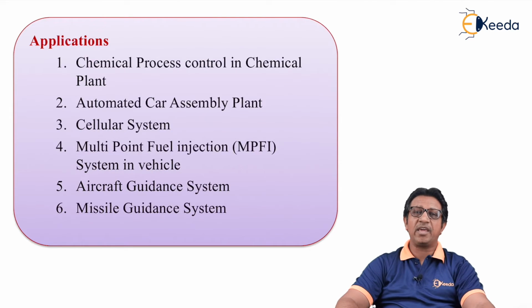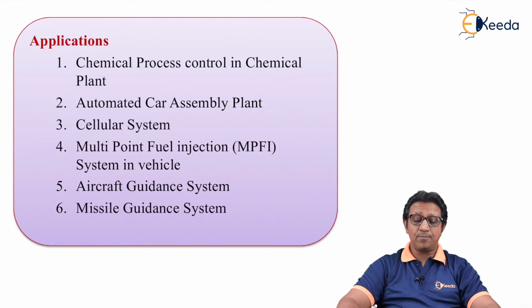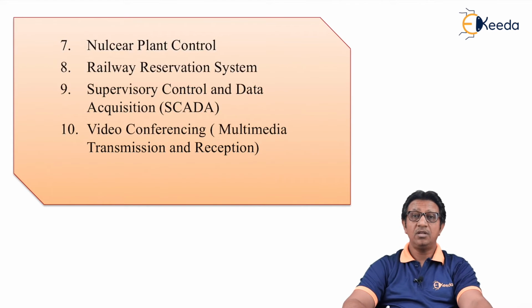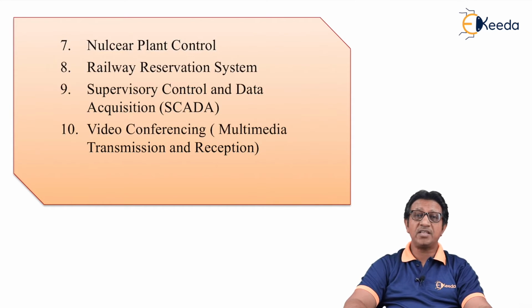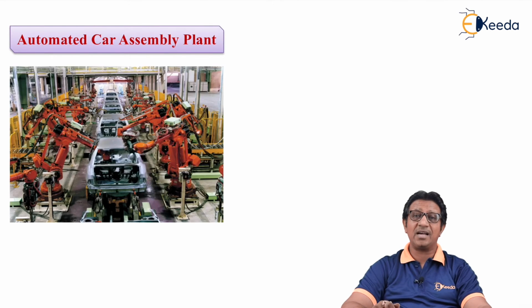Now what are the applications of real-time systems? Chemical process and control chemical plants, automated car assembly plants, cellular systems, multi-point fuel injection systems, aircraft guidance systems, missile guidance systems, nuclear plant control, railway reservation, supervisory control and data acquisition, that is SCADA, and video conferencing, that is multimedia transmission and reception. Now let's see the example of car assembly.